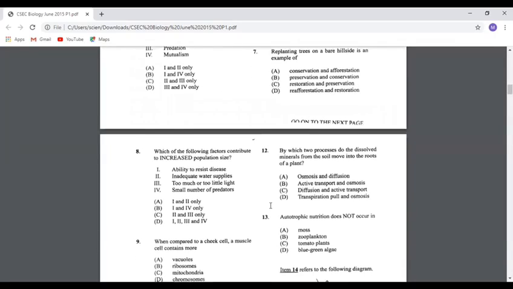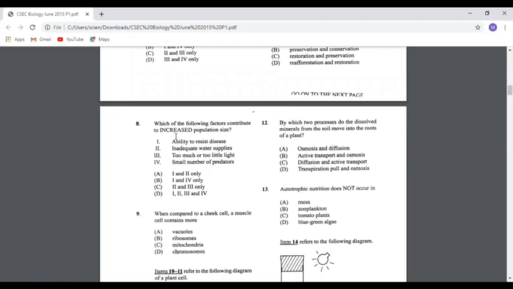Number 8. Which of the following factors contribute to increased population size? So we have 1, ability to resist disease. Yes, because if you are resisting disease, that means you're thriving. 2, inadequate water supply. No, because if you don't have enough water, you may eventually die. 3, too much or too little sunlight, and that can affect organisms living or dying. So that's out of it. And then 4, small number of predators. So if there's a smaller number of predators, that means that an organism or a population would thrive. So I'll go with anything with 1 and 4, and that's B.